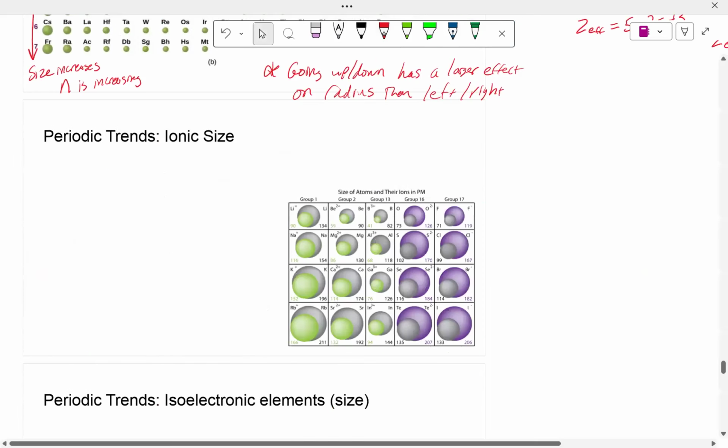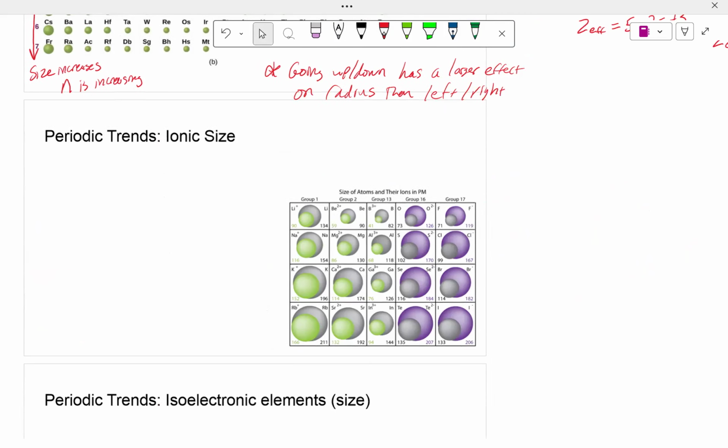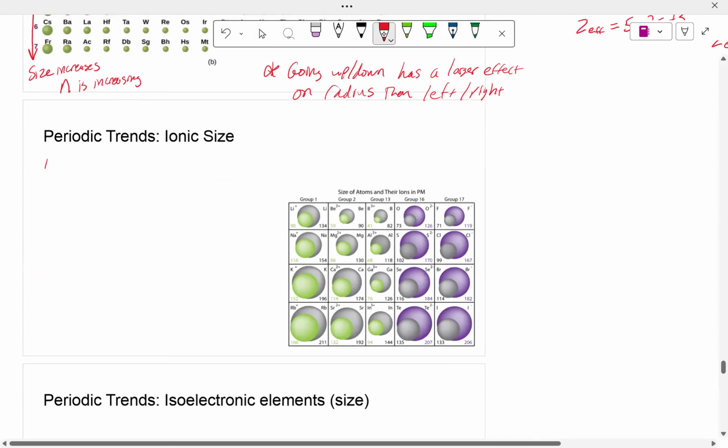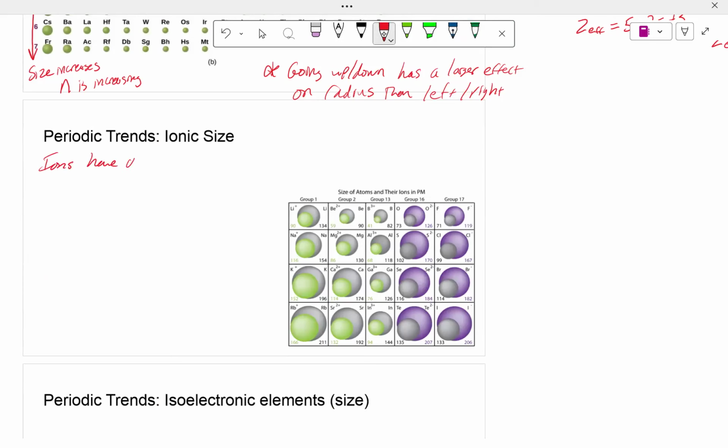Now, let's take a look at ionic size. If a neutral element gains or loses electrons, its size will change. So ions have different sizes than their neutral atom. Again, let's use lithium as an example. Lithium, when it becomes an ion, is almost always lithium plus one.